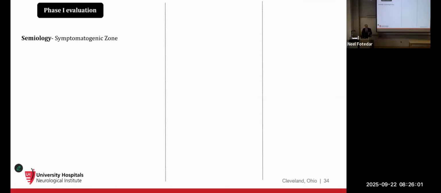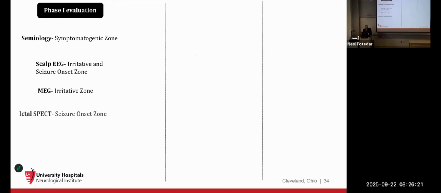One is not more important than the other. One may become more important than the other depending upon the quality of data that you've collected. So your semiology gives you invaluable information as to what are the different symptomatogenic zones that are involved. Your scalp EEG gives you the irritative zone, the seizure onset zone. The MEG usually gives irritative zone; usually can't do MEG long enough to record a seizure unless it just happens to happen there. Ictal SPECT is another modality which you can use to define the seizure onset zone. You have high quality MRI for defining your lesion. You have the PET for functional deficit zone.